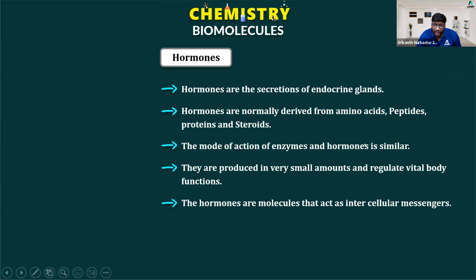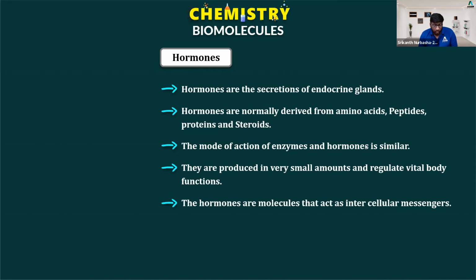How does the enzyme act? The enzyme first binds the substrate. It provides the functional groups for the substrate to react. In a similar fashion, hormones act as well. The mode of action of hormones is also similar. They are produced in very small amounts and regulate vital body functions. And hormones are molecules that act as intercellular messengers.